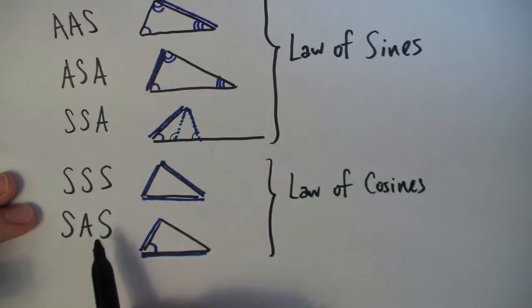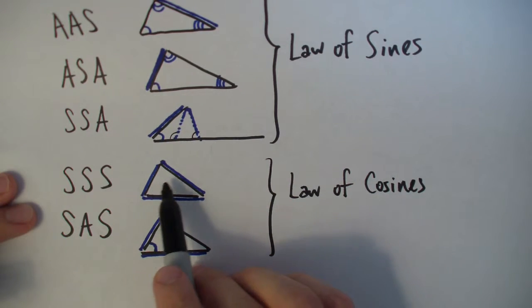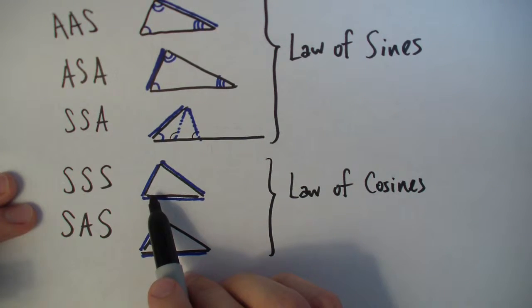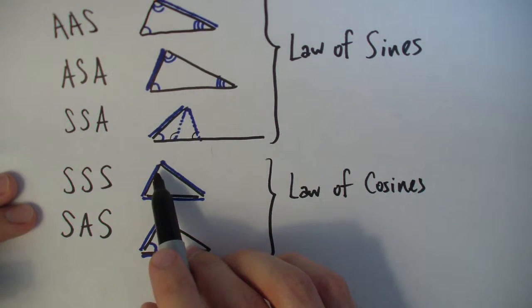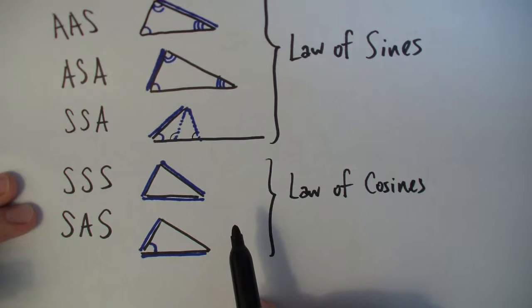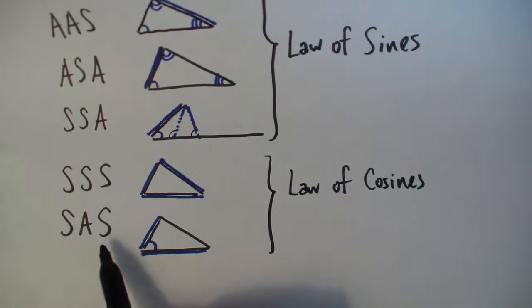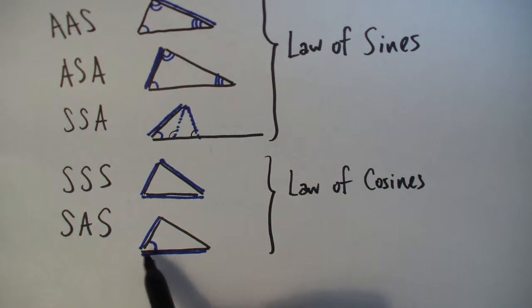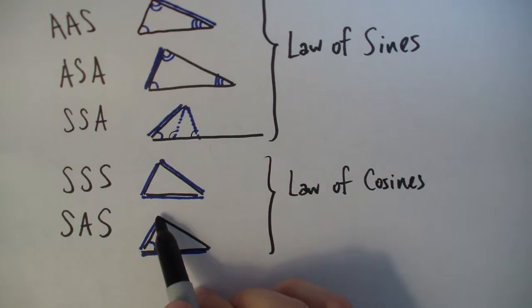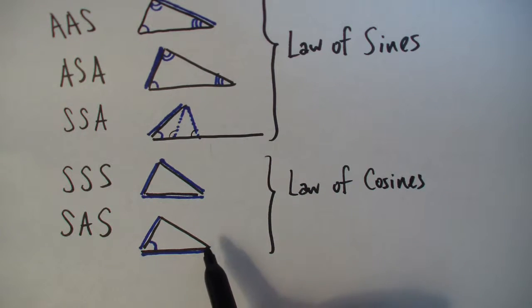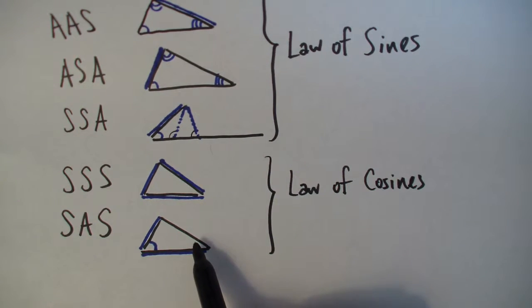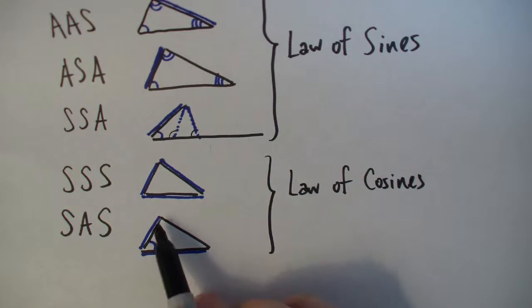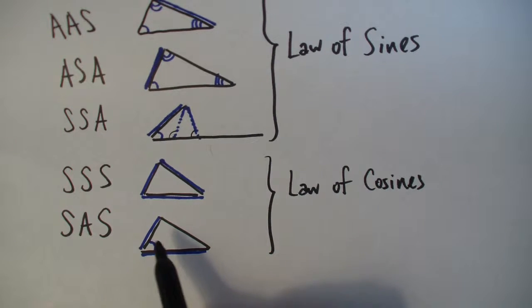In the side, side, side case, we use the law of cosines to find one of the unknown angles, and then we can use the law of cosines again to find a second angle, and then the third angle will follow by taking 180 minus the other two angles. And in the side, angle, side case, given the two sides and the included angle, we can find the third side just by using the law of cosines. We've seen that before. And once you have the third side, we can use the law of cosines again to find one of the other angles. And at that point, we can take 180 minus the sum of the two angles to find the third angle.